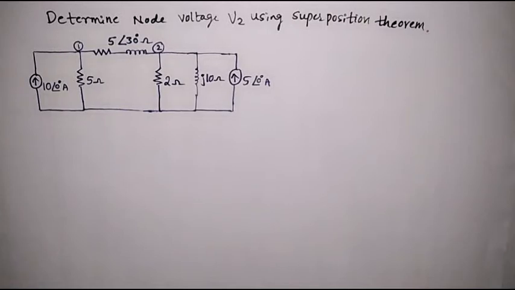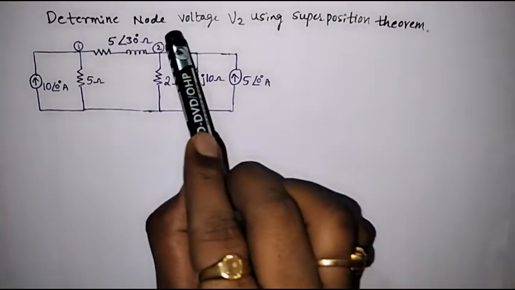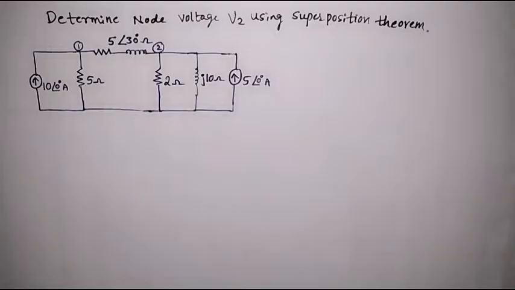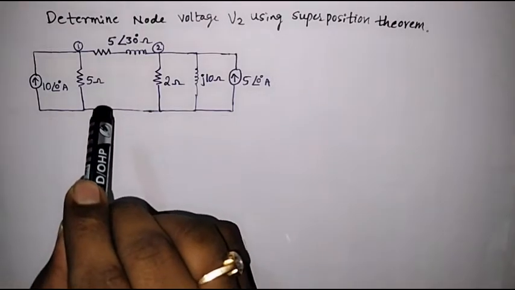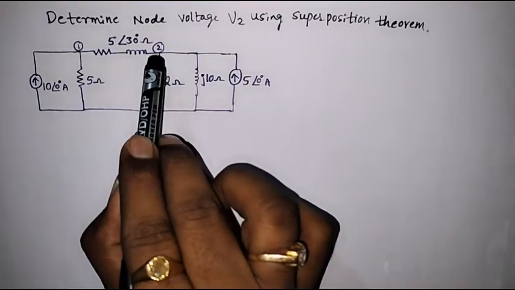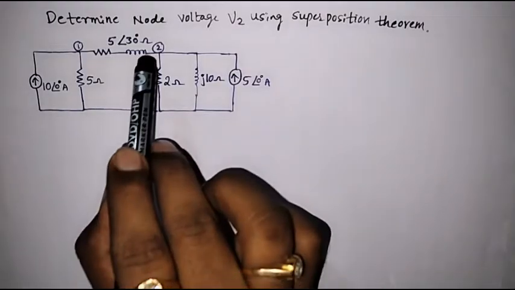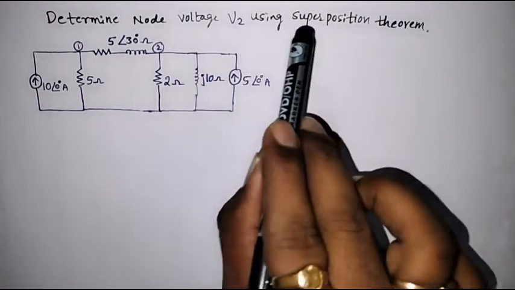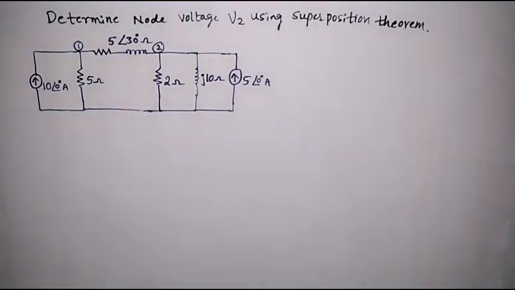Let's take one example on superposition theorem. Determine node voltage V2 using superposition theorem. This is the given circuit. Here we have node 1 and here we have node 2. We are supposed to calculate voltage at this node, that is known as V2, using superposition theorem.